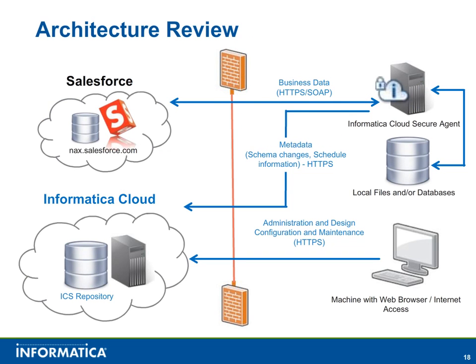To review, the Informatica Cloud Secure Agent is installed on one or more machines behind your corporate firewall. The agent connects to all data sources, either SaaS or local, and manages the transfer of data between source and target. In this example, the Informatica Secure Agent is moving data between an on-premise database or file system and Salesforce. The Informatica Cloud Secure Agent connects to the Informatica Cloud and downloads all metadata, including scheduling information and data mappings, before it runs the task. All design and administration work is performed through the web browser-based Informatica Cloud application.